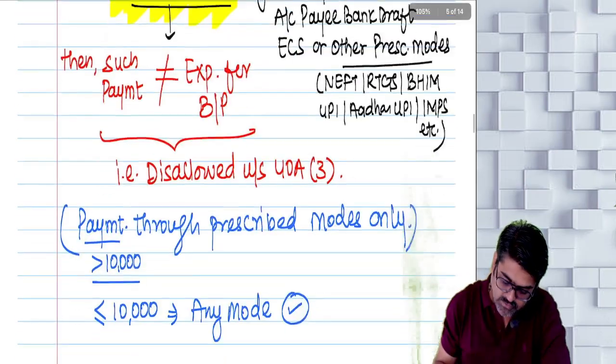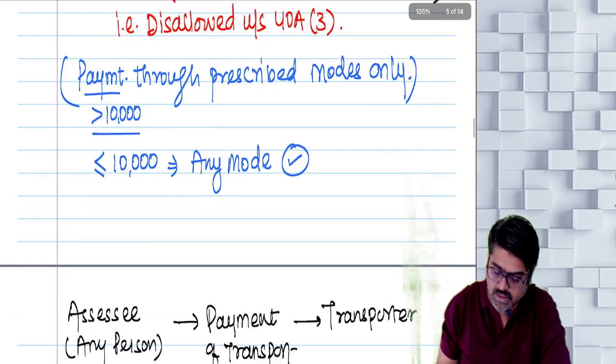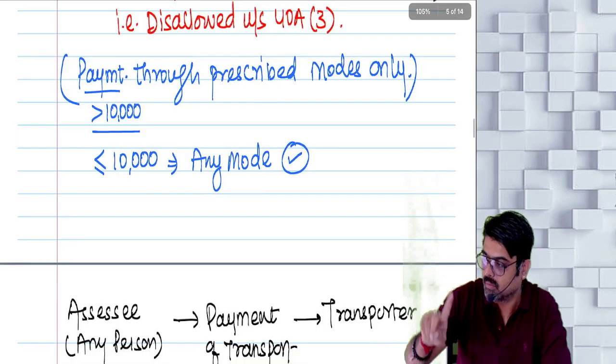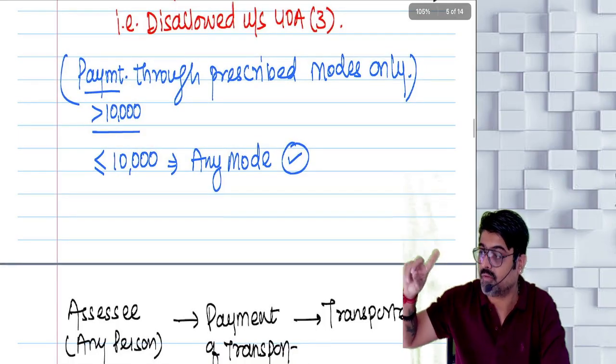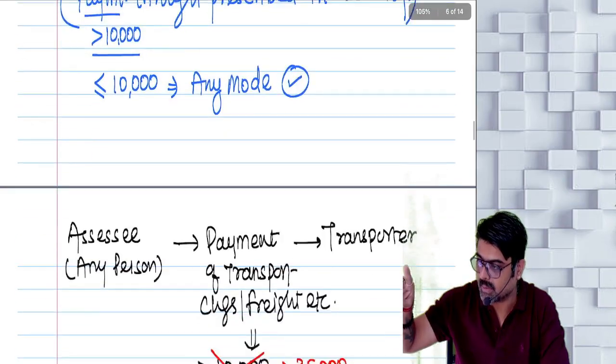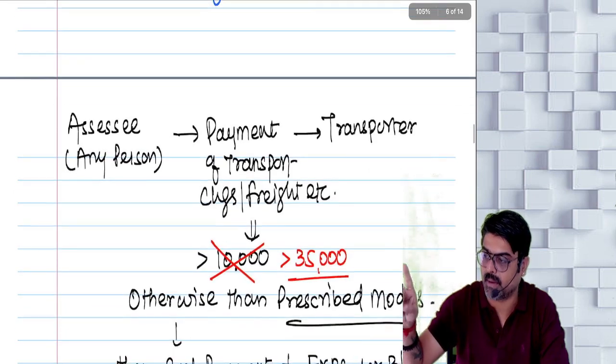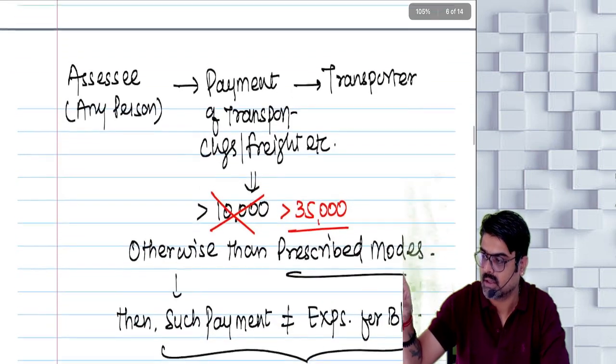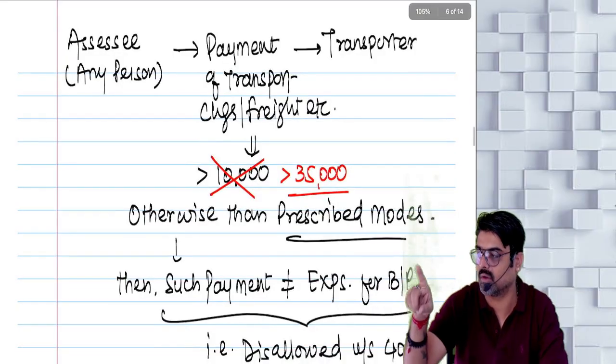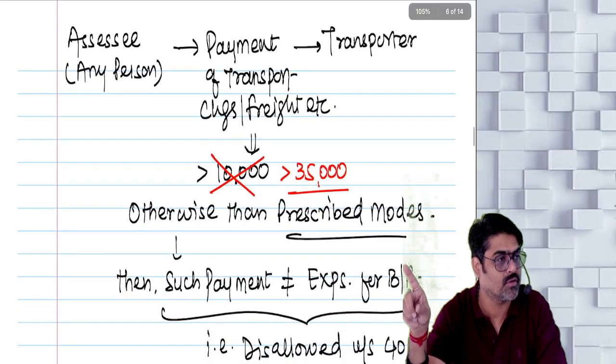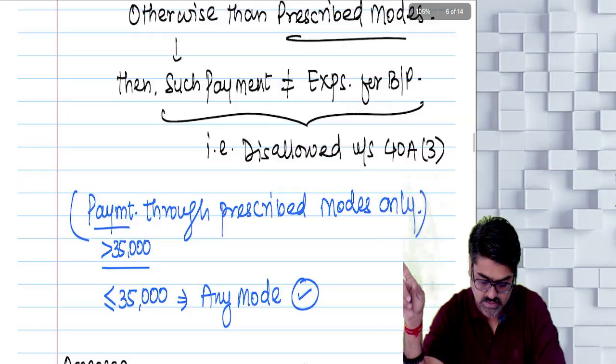Understood, no? See, payment through prescribed modes only, up to 10,000 is allowed, more than 10,000 is disallowed if other than prescribed mode for all the payments. Now, if assessee is making the payment for transport charges to the transporter, then instead of 10,000, you are going to take the limit of 35,000. Okay, no? This is 35,000.